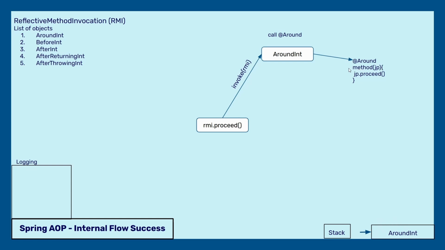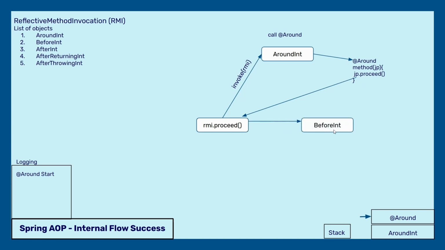Now here in our method, the first thing we did was print around start. So that is what is going to reflect in our logging. And then jp.proceed. Here jp is nothing but the remote method invocation object itself. So when we call this proceed, it goes back here, and the next object from the list is picked up, before interceptor, and the around goes into the stack because the proceed is still executing. The next steps are not yet completed.